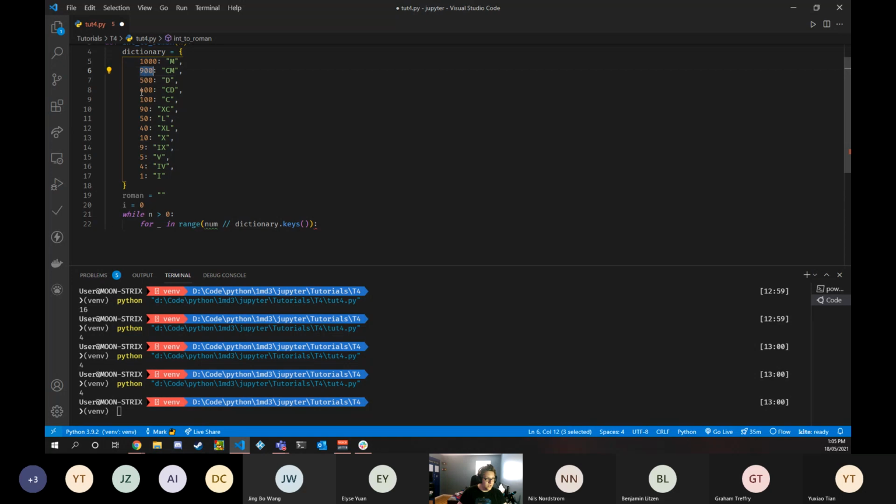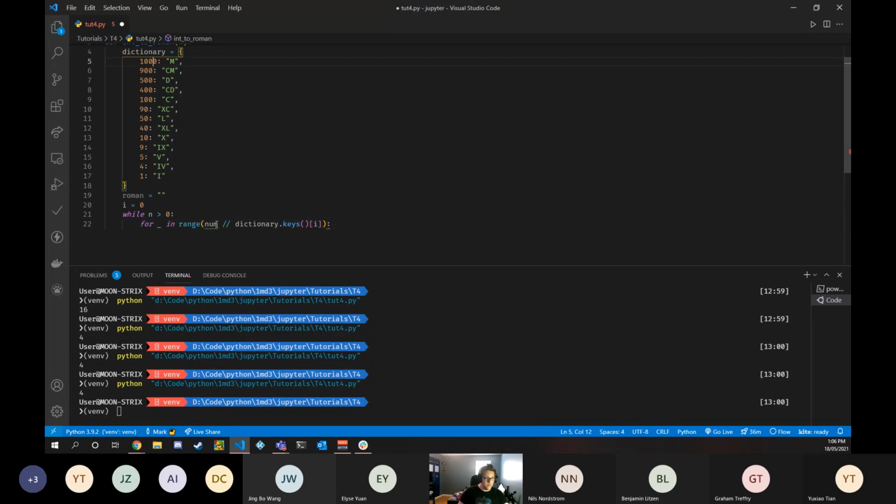I know 1000, 900, 500, 400, but I need to go over them linearly. So I need to specifically get the 0th key, 1000, then the first key, 900, then the second key, 500, then the third key, 400, then the fifth key, 100. And what I'm going to do is divide the number by that key.